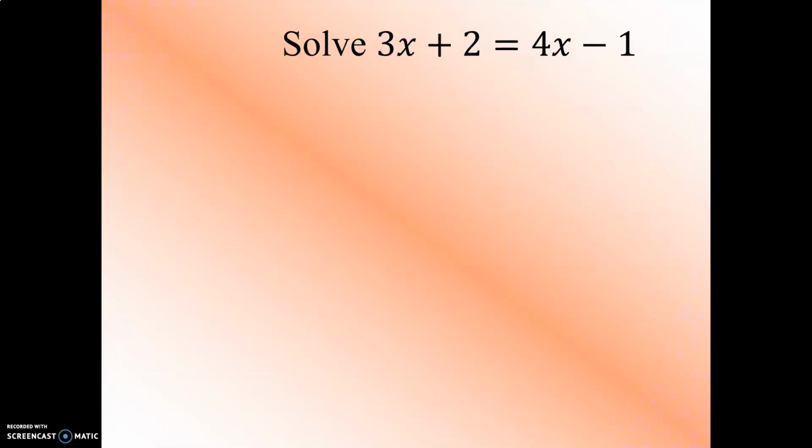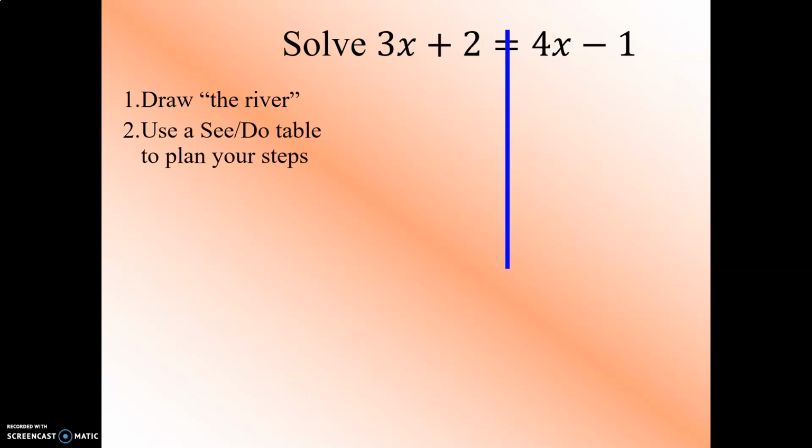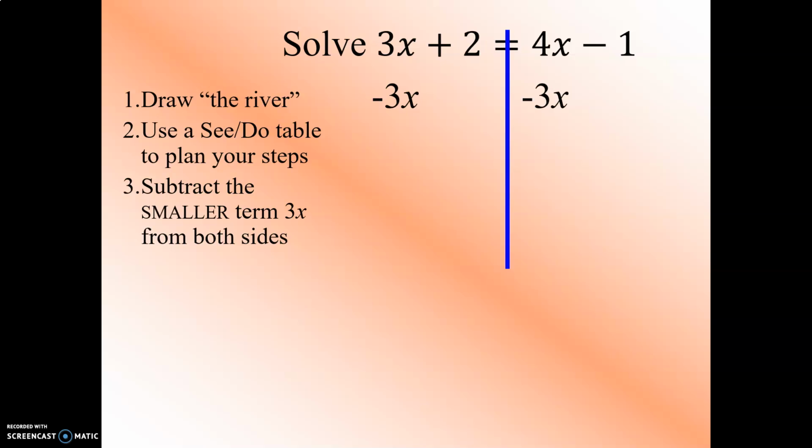So let's take a look at this one. Okay, separating left and right sides. If you need to use a see-do table, go ahead and do that because there's a lot of stuff going on. Nice to organize your steps. I always say subtract the smaller term from both sides. Get rid of that smaller term, whatever that smaller or lesser term might be. In this case, it's the 3x. So because 3x is positive, we want to subtract it.